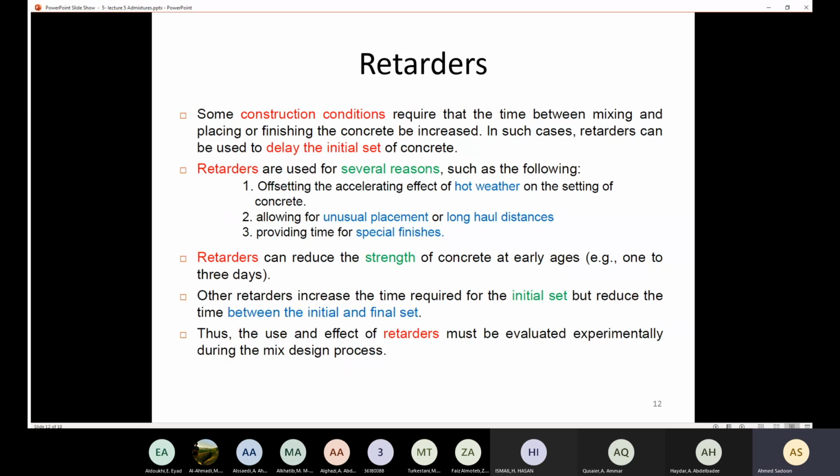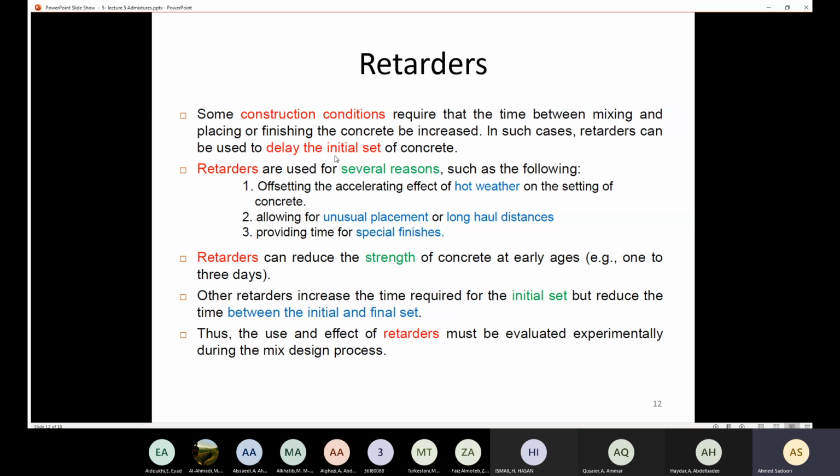We have also the retarders. We use the retarders in order to delay the initial time. Some construction conditions require that the time between the mixing and placing or finishing the concrete to be increased. So some construction work needs much time to deliver the concrete from the plant of concrete to the job site. So in these cases, retarders can be used to delay the initial set of concrete.